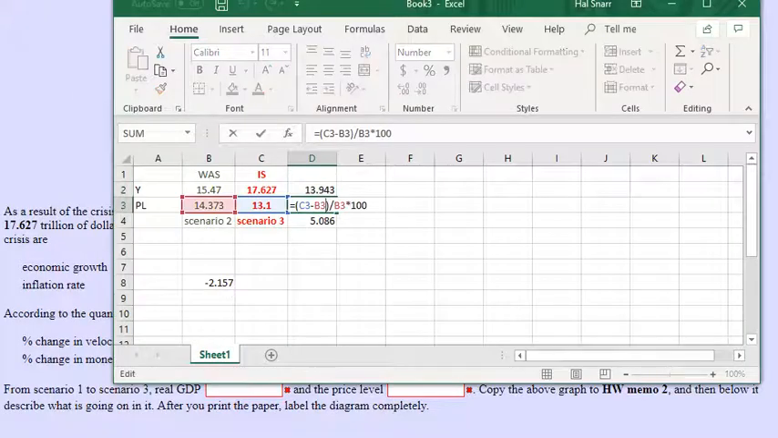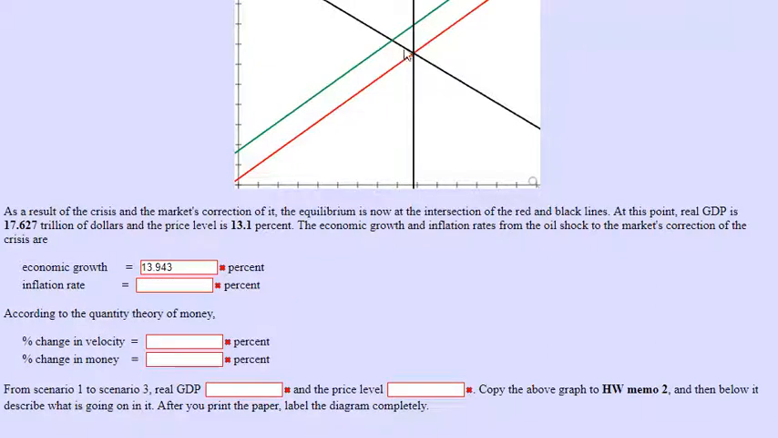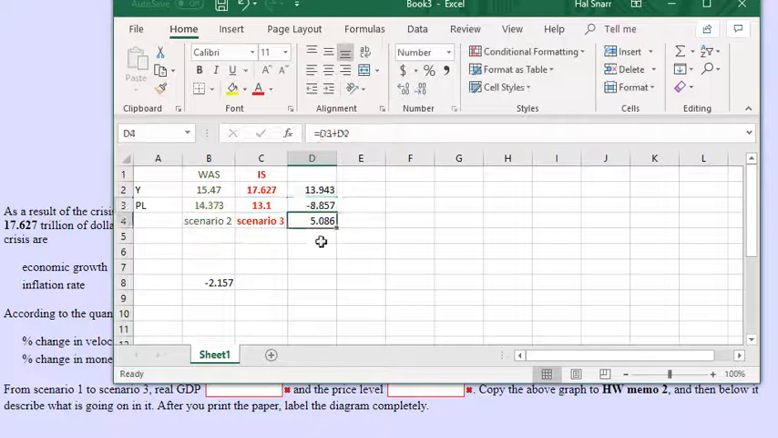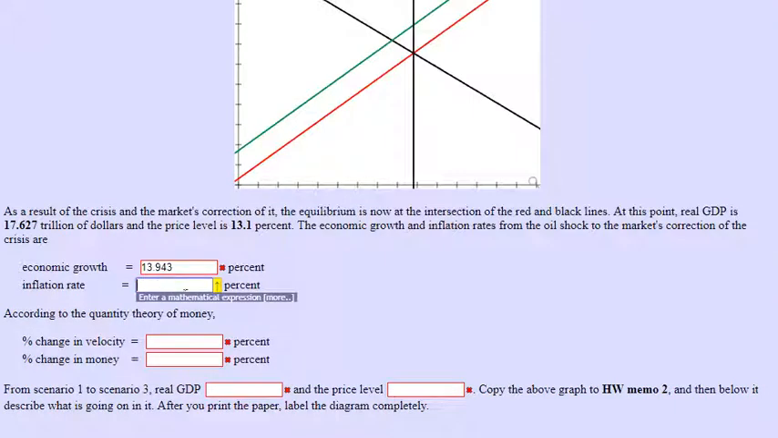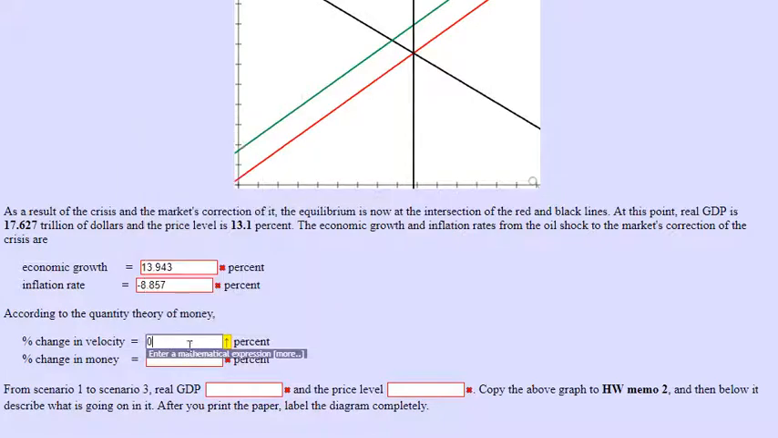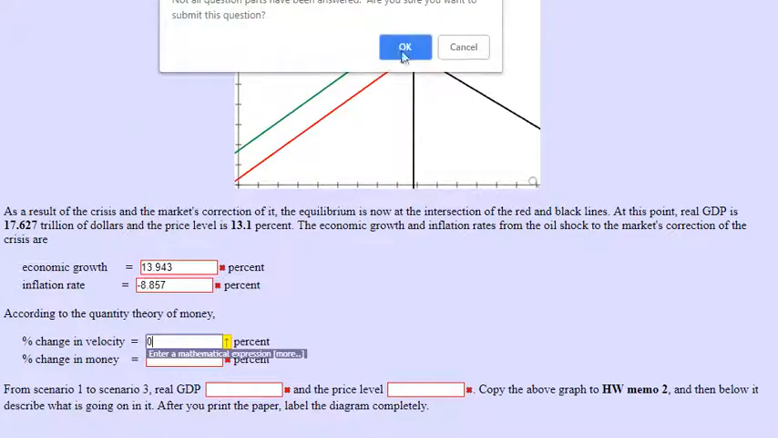The inflation rate, well, if you go back here, the price level fell from here to here, right? So this percent change should be negative. So it is now in scenario three, 13.1. It was in scenario two, 14.373. Divide that difference by what it was in scenario two, 14.373. And you get an inflation rate that is negative. So we have deflation. Remember, velocity percent change is zero in the classical model. So we'll go ahead and hit OK.